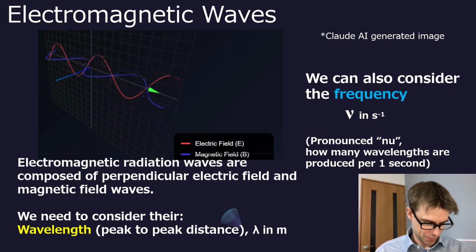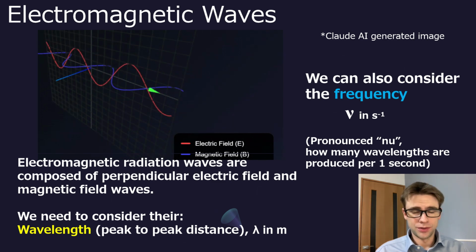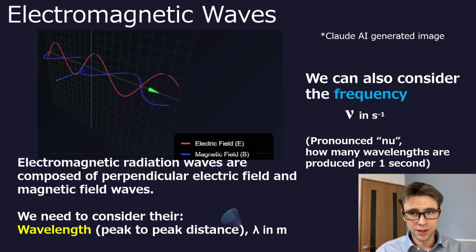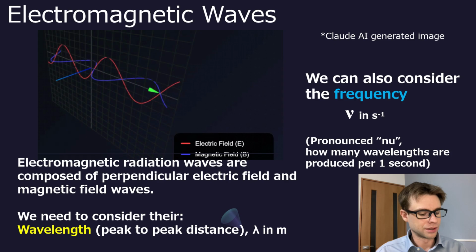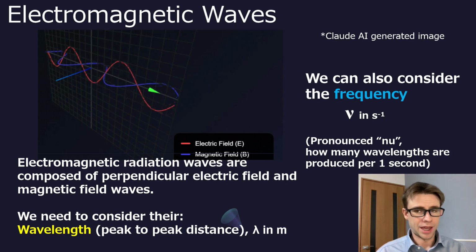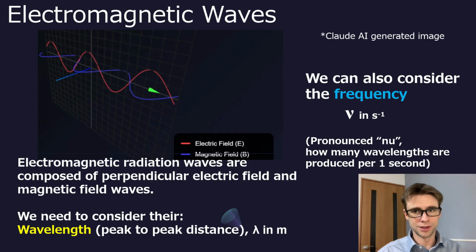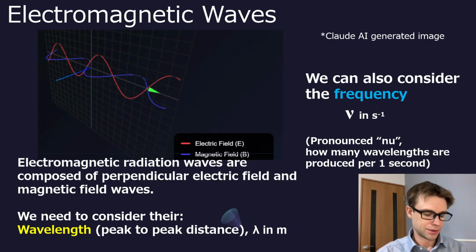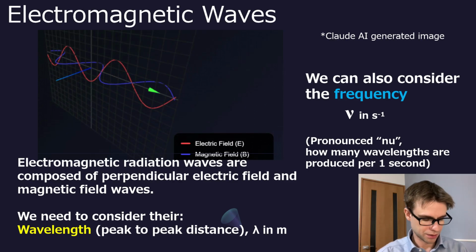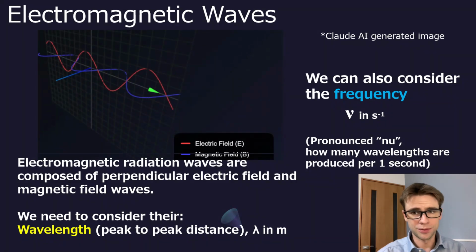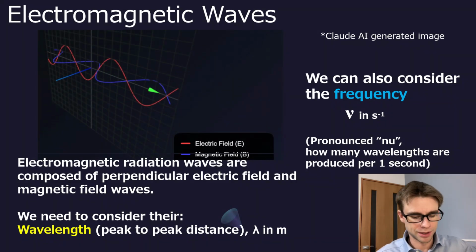Alright, so these are the important things we need to know for now. If you've already studied waves, you know there's a lot of other things we could consider. We could consider the amplitude, which is how high these peaks get relative to a zero baseline. We could also talk about the time period and many other things, but just wavelength and frequency will be good enough for today's lesson.